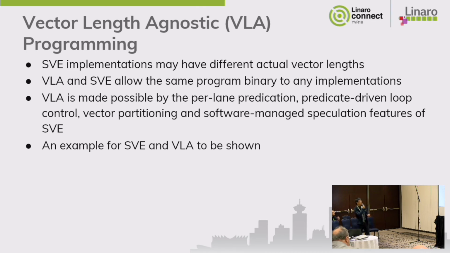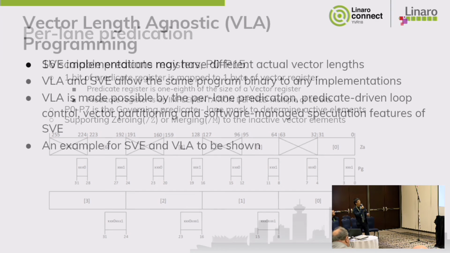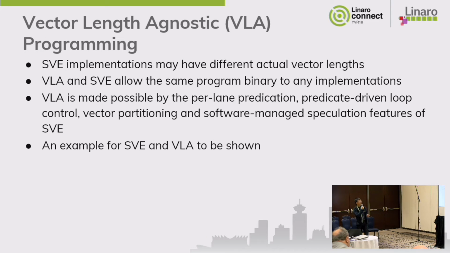So let's check. We are talking about the VLA programming model, which is very important to SVE. As we know, SVE implementations may have different actual vector lengths. VLA and SVE allow the same binary program to run on any implementation. VLA is also made possible by the per-lane prediction, predicate-driven loop control, vector partitioning, and software-managed speculation features of SVE. I will have an example to show how SVE and VLA work.